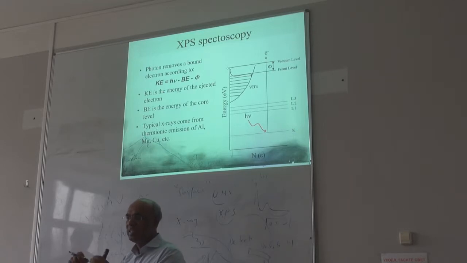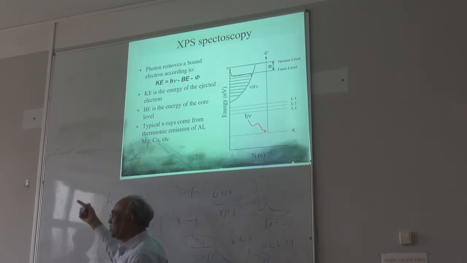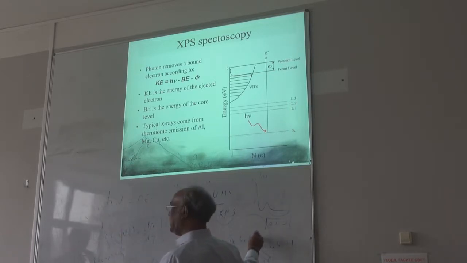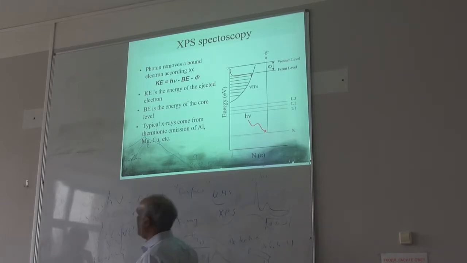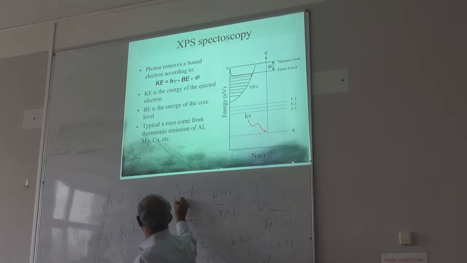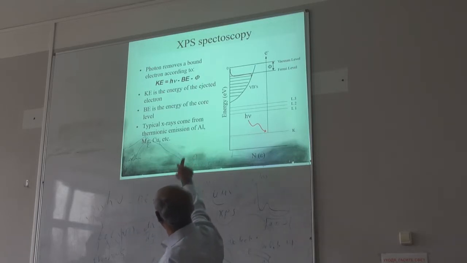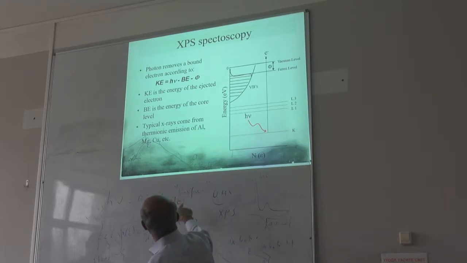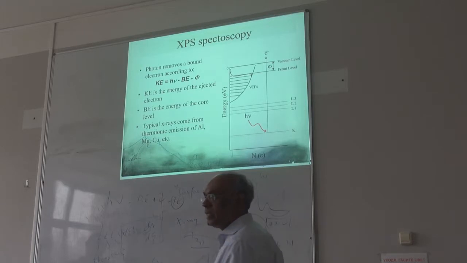Binding energy will make it detach from the atom. Then it has to come to the detector. So for that it has to overcome the work function. This is the work function. Then it is coming with some energy. That's the kinetic energy. So that means kinetic energy is h nu minus binding energy minus phi. Is that it?